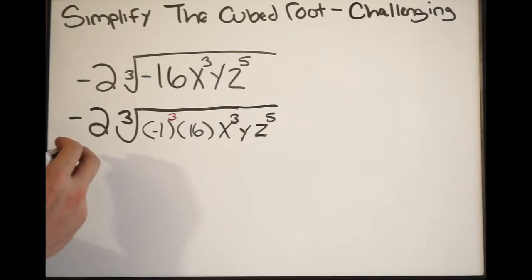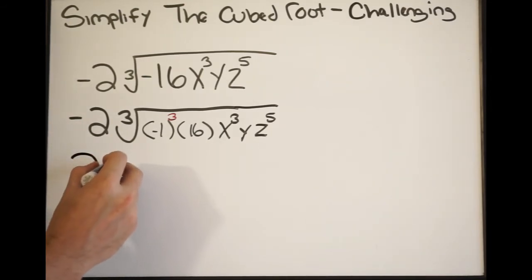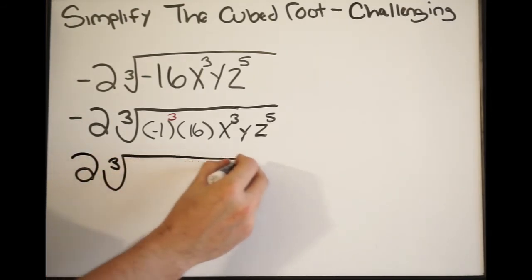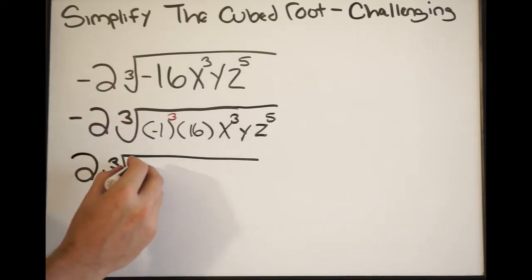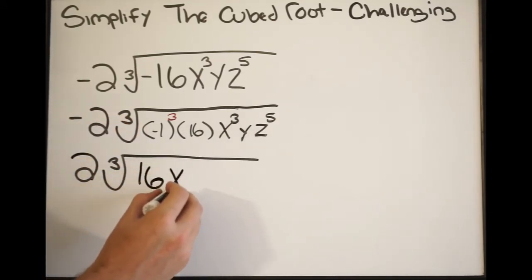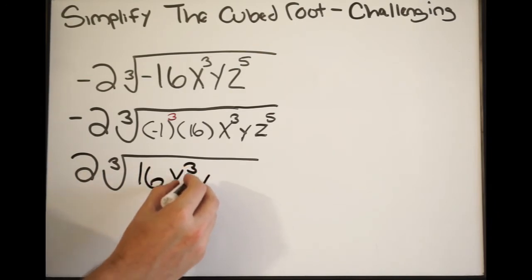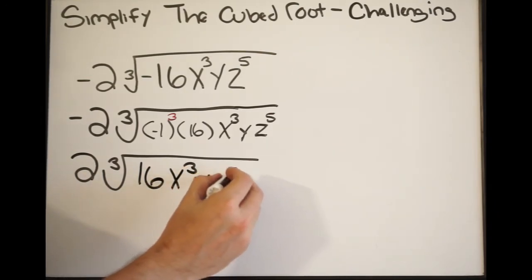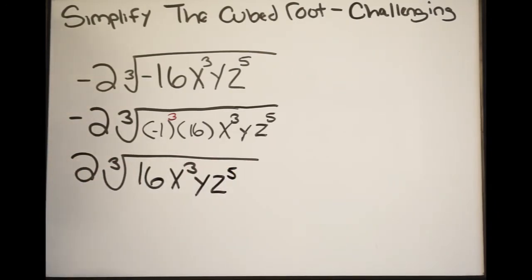So now I have this. I have positive 2, and then the cubed root of, again, we pulled out that negative 1. It's no longer there. We just have 16, and then x to the 3rd, y, and then z to the 5th. Okay? So let's work on 16. Let's work on simplifying that down.